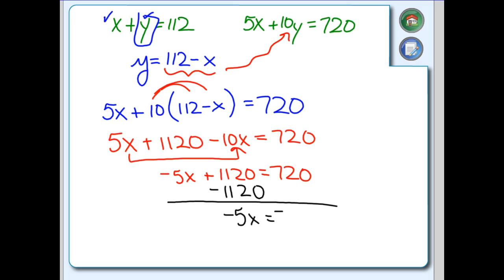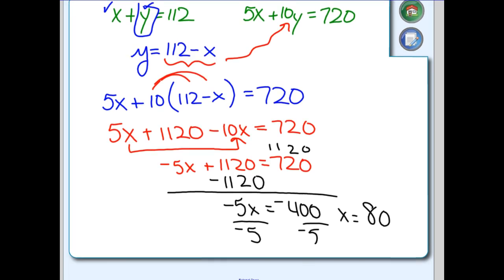So when we subtract 1,120 from 720, what do we get? That works out pretty nice. Do you see it's going to be negative 400? And then if we divide both sides by negative 5, because we've got to get x alone, divide both sides by negative 5. Negative divided by negative is a positive, so we've got x equals 80.